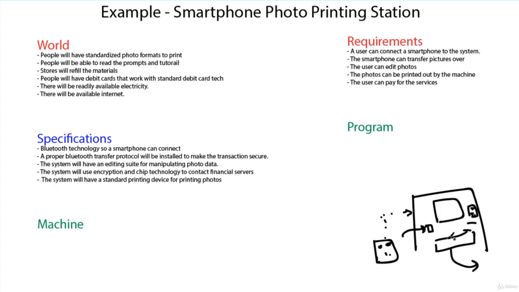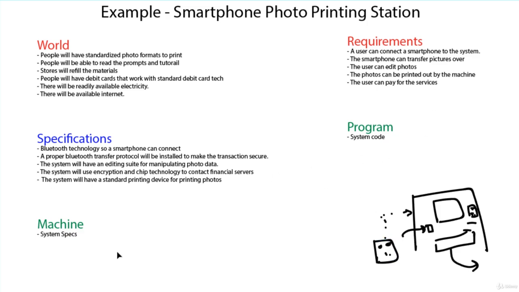So there's going to be a way to print the photos out. We might be able to define that even more in depth once we start developing it. And then finally we have the program, which I said is just system code, and then the machine, which is just the system specs, the RAM, the processor, etc.